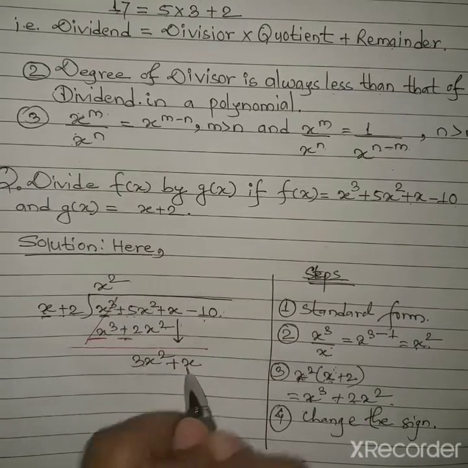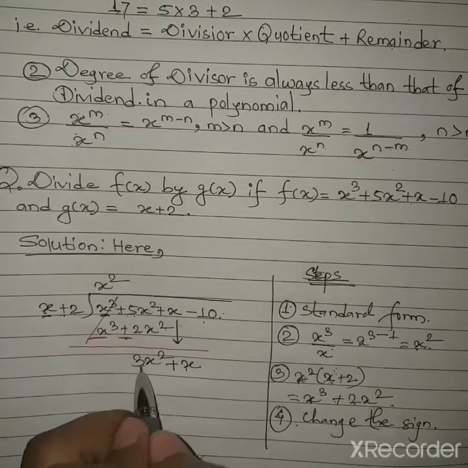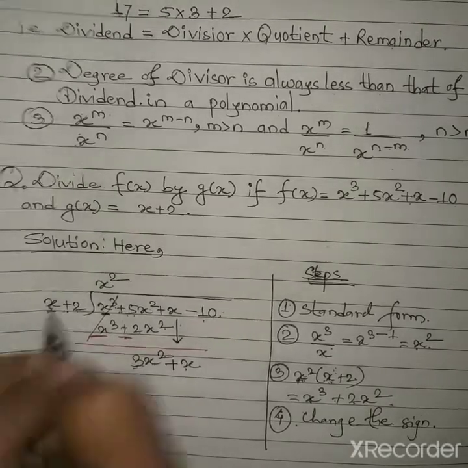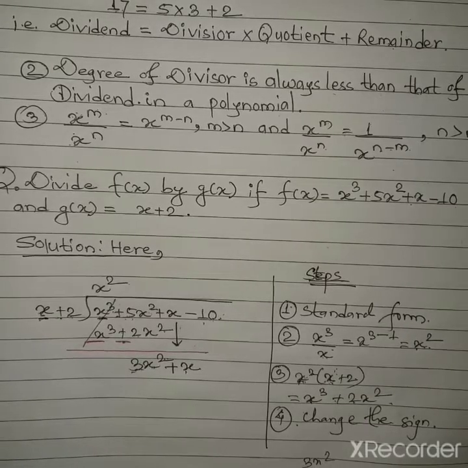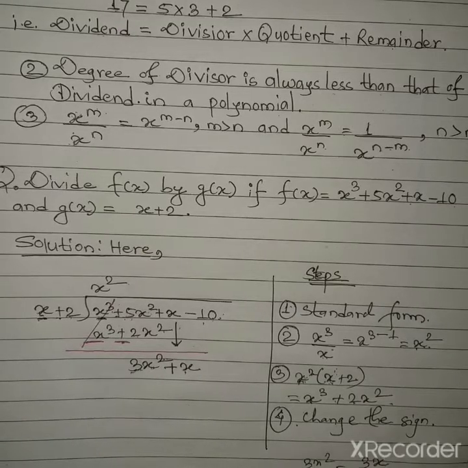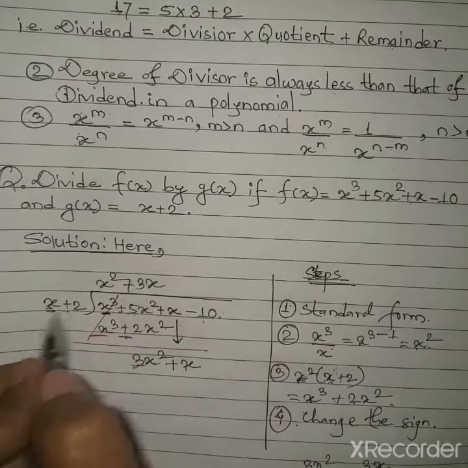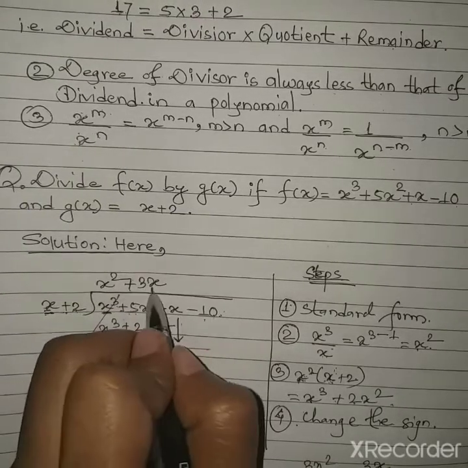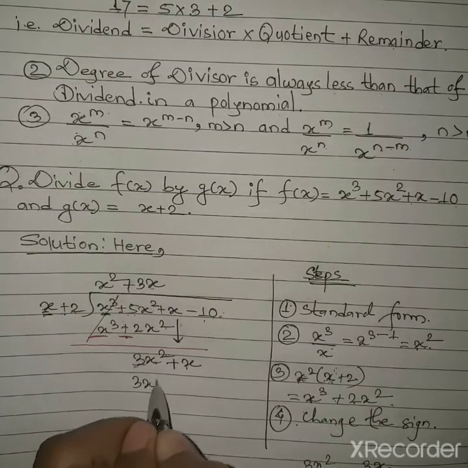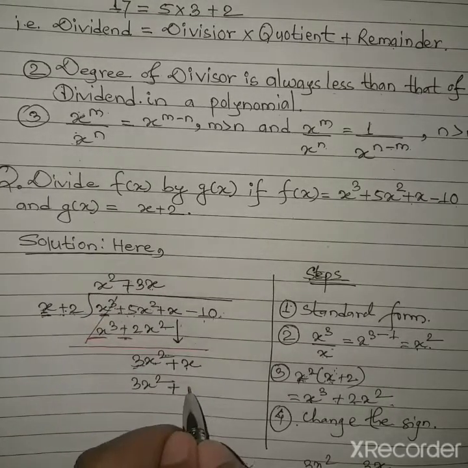Now repeat the same process. No need to write it, but try to understand. Now we take this term 3x square. 3x square divided by x gives 3x, since the power is 1. So it's positive 3x, write positive 3x here. Now multiply both terms of the divisor by positive 3x. x multiplied by 3x equals 3x square. Positive and positive gives positive, so 2 times 3x is 6x.